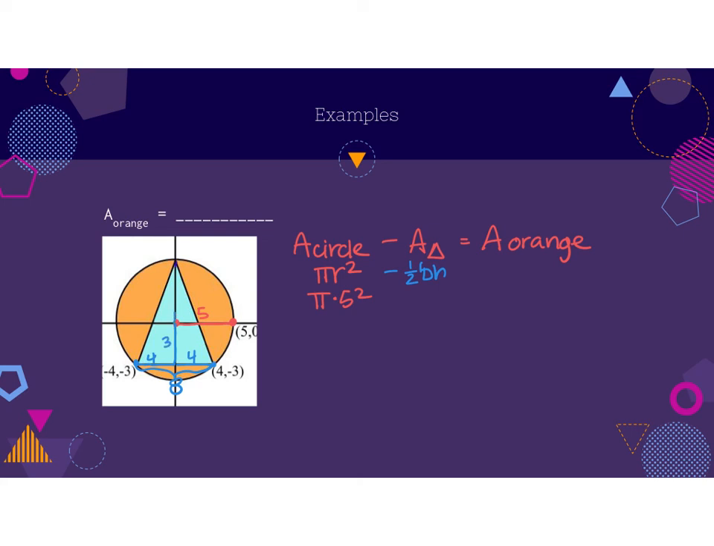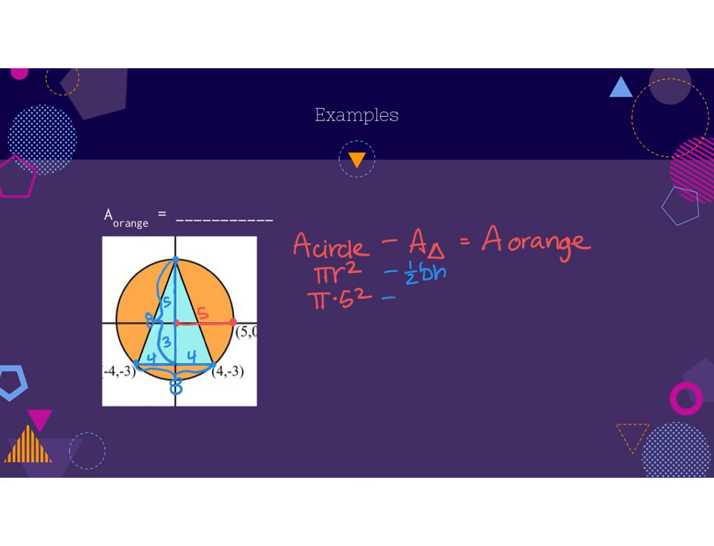Then from here all the way up to the top of the triangle, I can see that the top of the triangle is on my circle, which means that the length I just drew is the radius, and we already found that the radius is 5. So the total height here is 8.